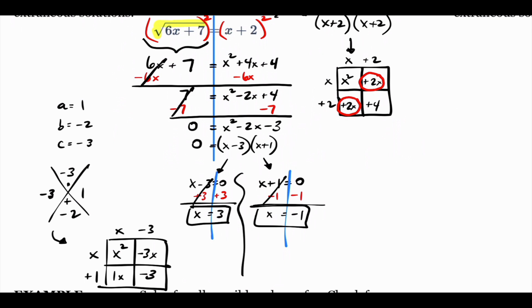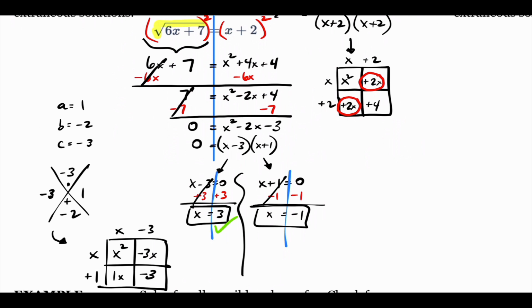So if I plug in 3 up here, it's 6 times 3, 18, plus 7 is 25. The square root of 25 is 5. Plug it into the other side: 3 plus 2 is 5. They both equal 5. So 3 is a good answer.